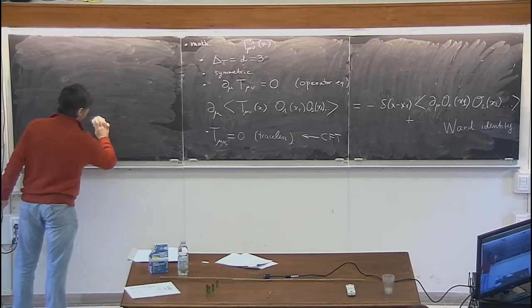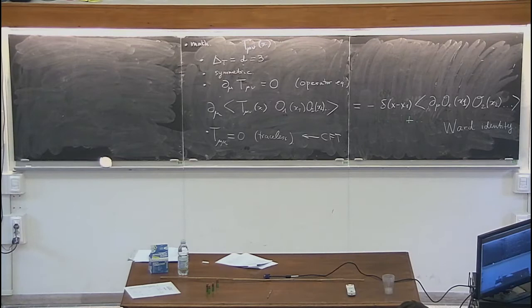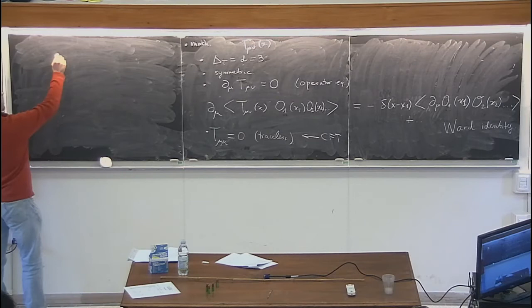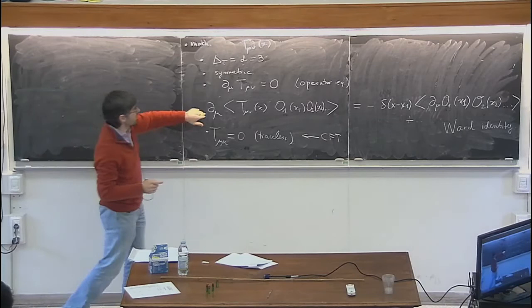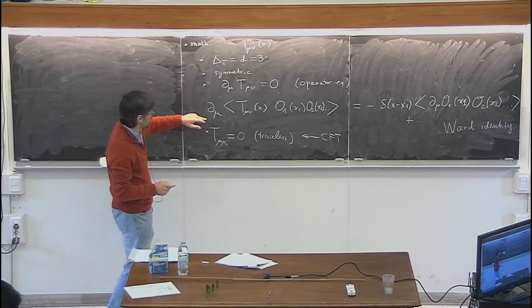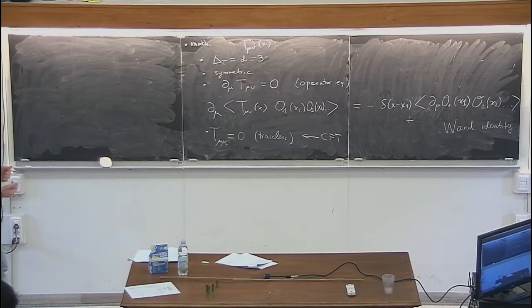So now, what is the connection between the stress tensor and the symmetry of the theory? We can obtain symmetry transformations by integrating the stress tensor. So the rule is the following. Let's first remember this Ward identity. Here I wrote it in the differential form, but there is a way to write this Ward identity in the integrated form. So let's recall how it works.